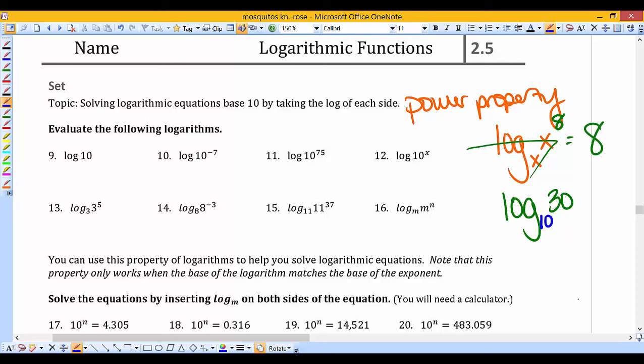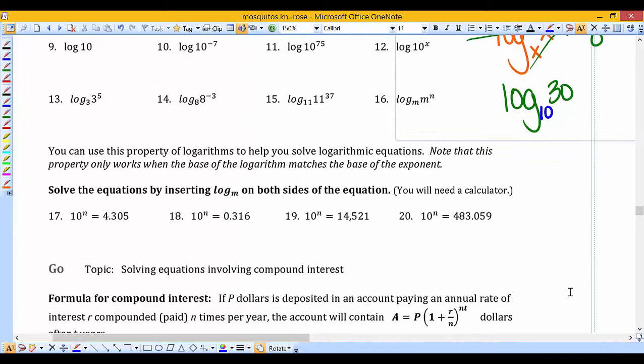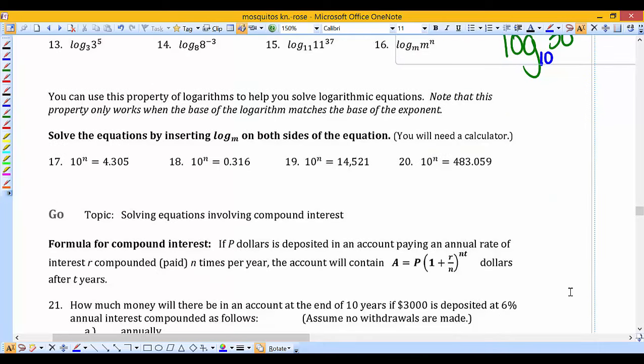You won't be able to do 9 through 12 if you don't put the base as 10. All right. Then when we get to 17 through 20, it says solve the equations by inserting log on both sides. You will need a calculator. Let me grab mine.